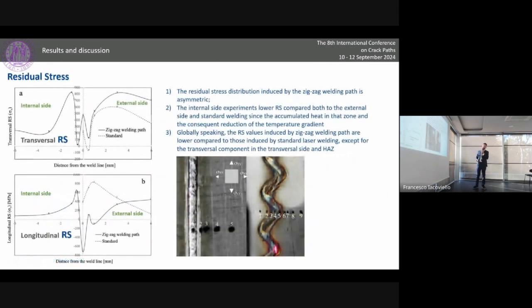About the residual stresses, the graph at the top shows the transversal distribution of residual stress, and at the bottom the longitudinal residual stress distribution. The continuous line comes from the weld obtained by using the zigzag welding path, and of course the dotted line, only for symmetry we plot only one side, is the residual stress distribution coming from the standard welding method.